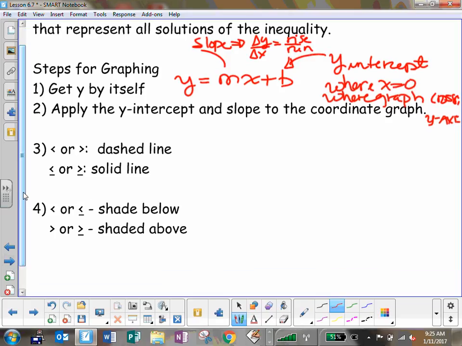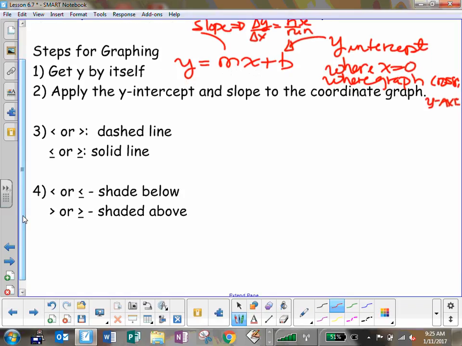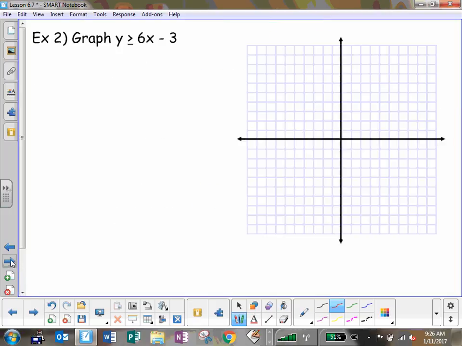All right, less than or greater than means our line is not part of our solution. It's just a boundary, so it's dashed. If you see the equal sign in there, it's solid. Shade above or shade below. And I'm going to show you a trick that I want you to look at when we're graphing. All right, so here we go. y is greater than or equal to 6x minus 3. What is my y-intercept?